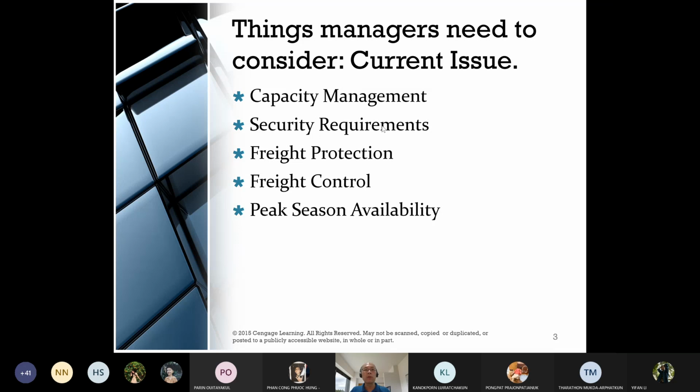There are things that managers need to consider in international transportation. The current issue, which is quite interesting: capacity management.